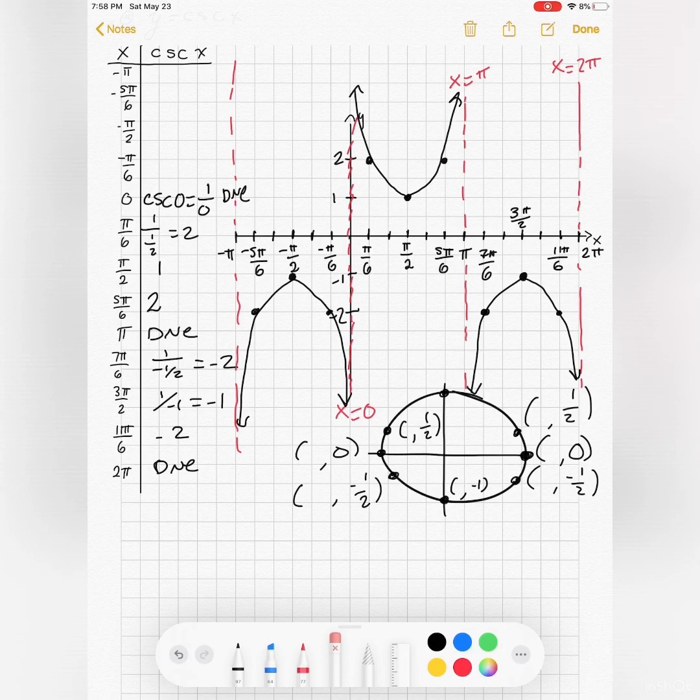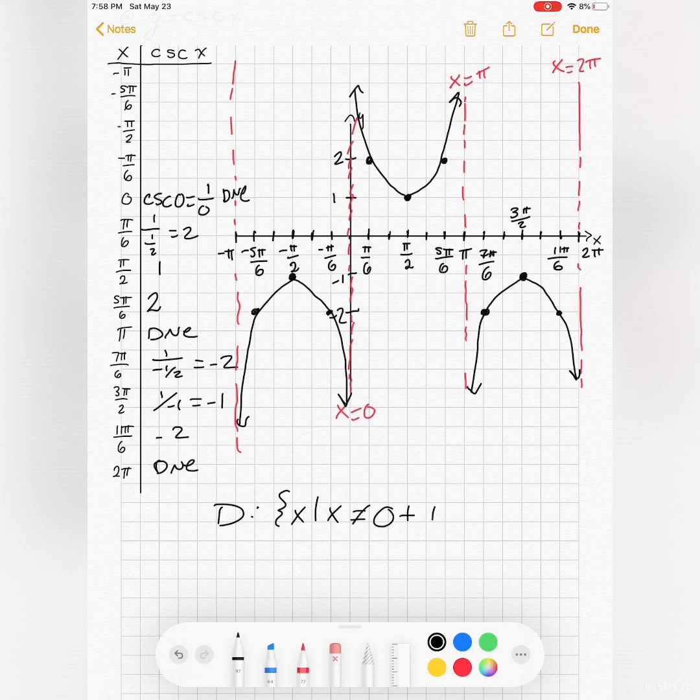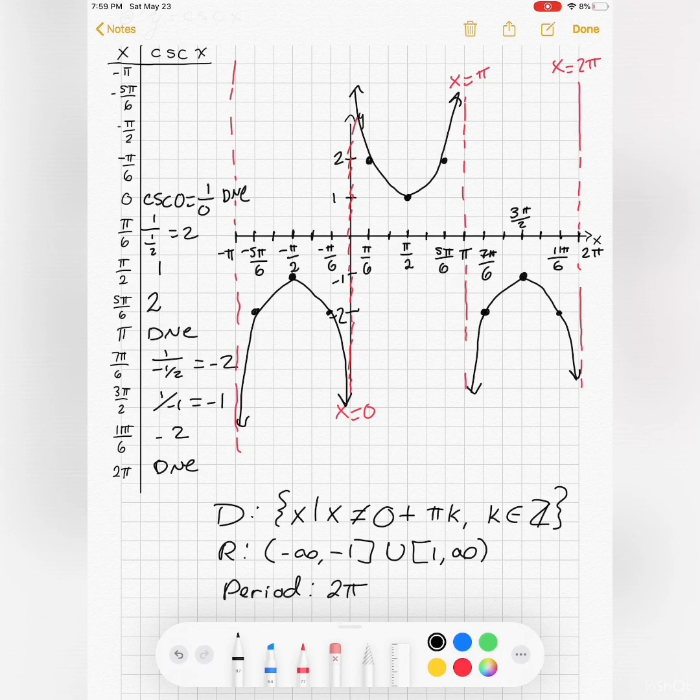Just erase this scratch work. Then we'll write out the domain, etc. Okay, so all the x's, where x is not the first asymptote, 0, plus the distance between the asymptotes times k, k belongs to the integers. The range: outside the ones. The period again is 2 pi. One above, one below.